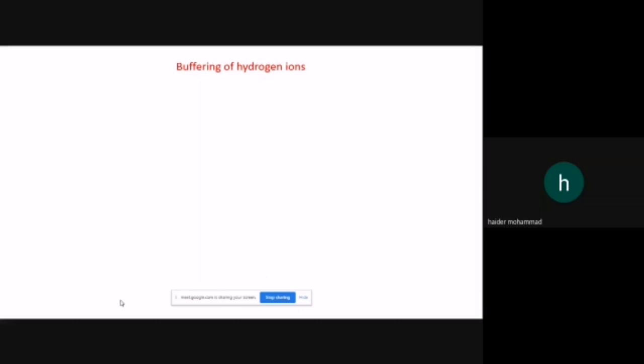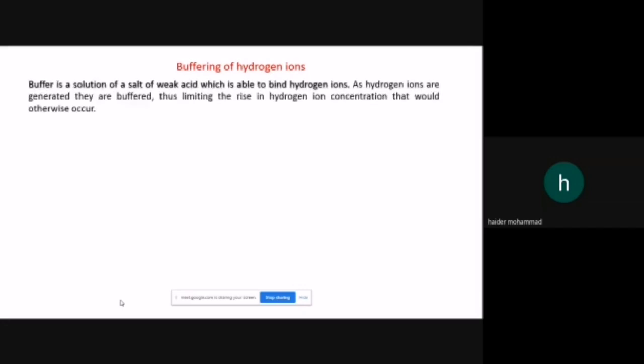Now let us know what it means, buffering system or buffering of hydrogen ions. Buffer, what does it mean, buffer؟ أعتقد تعرفون معنى البفرنج سيستم أو البفر، أخذتوها درستوها بالمرحلة الأولى. Buffer is a solution of salts of weak acids which is able to bind hydrogen ions. إذن هو ملح الحامض الضعيف has the ability to bind hydrogen ions. إذا any compound that has the ability to bind with the hydrogen ion could be considered as a buffer system.